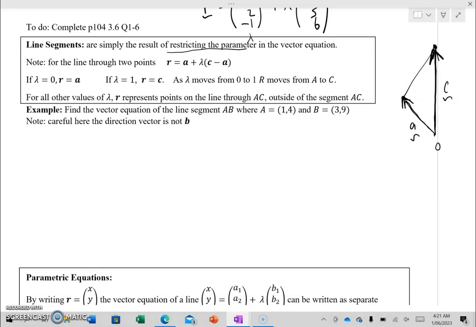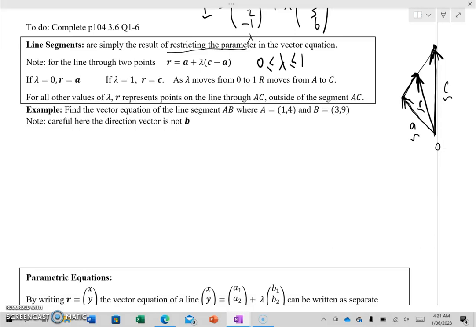And if lambda equals anything between 0 and 1, for example, lambda equal to a half, you would be halfway between the two. That would be your r vector there. So the key thing is you restrict lambda between 0 and 1. It moves from A to C. For all other values of lambda, you'd be outside the line segment.